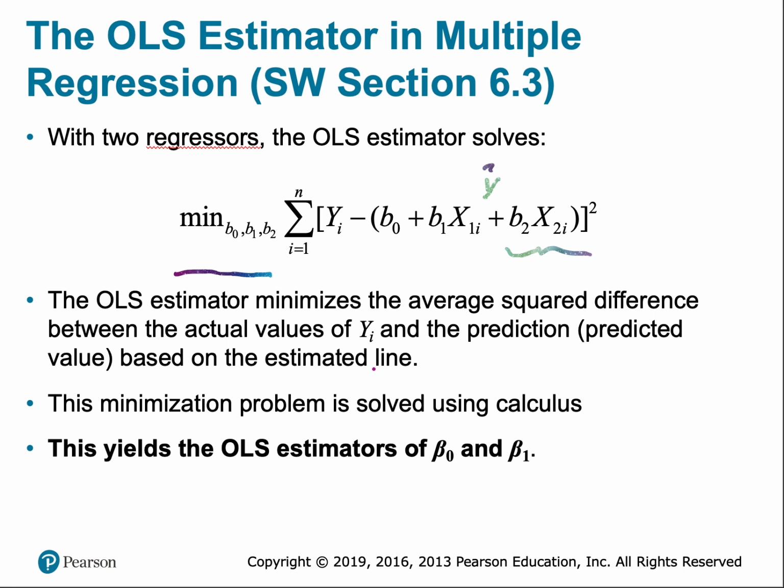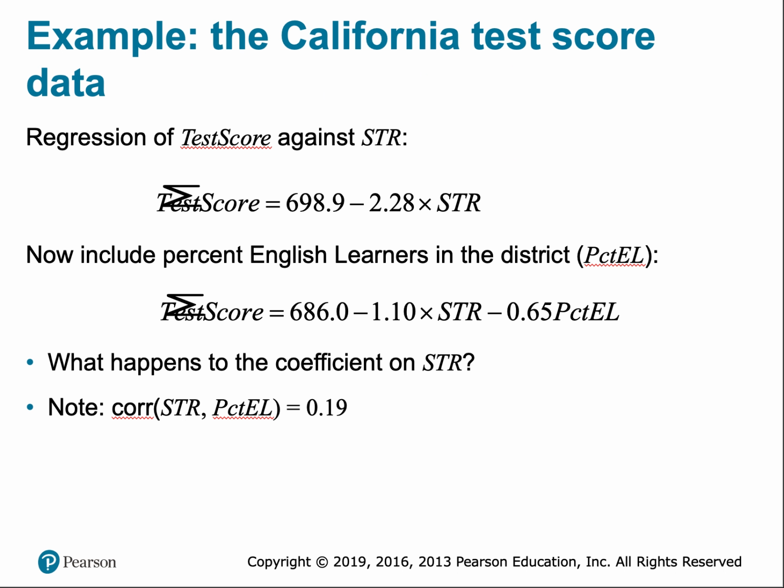So this minimization problem gives us our ordinary least squares estimates of beta naught, beta 1, and beta 2. We are minimizing the average squared difference between the actual values of yi and the prediction, which is the sum of squared residuals. Okay, folks, let's look at the California test score data as an example. Originally, we had a regression of test score against the student-to-teacher ratio.